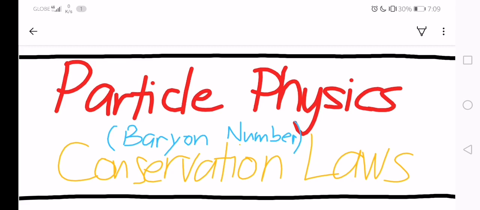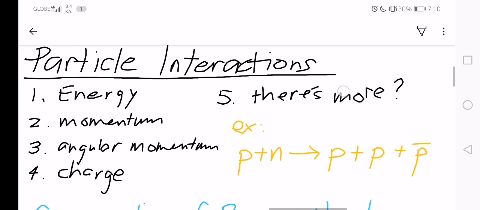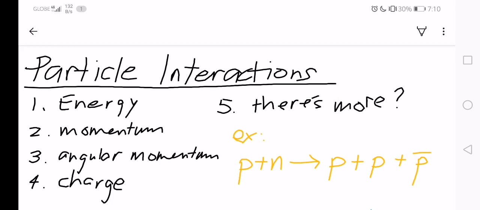One way to study particle reactions is by conservation laws. So in particle interactions, we know that they should satisfy these basic conservation laws: conservation of energy, of momentum, of angular momentum, and of charge.